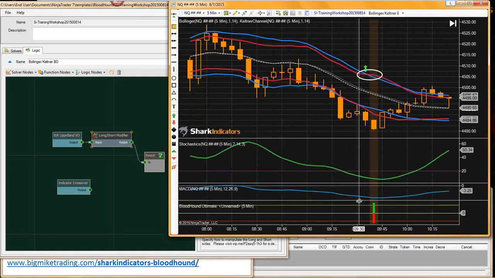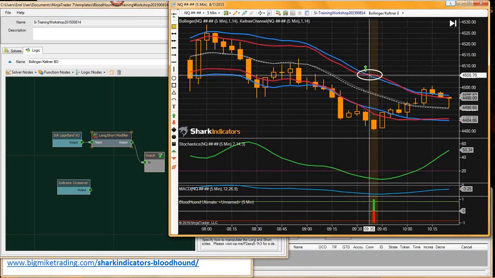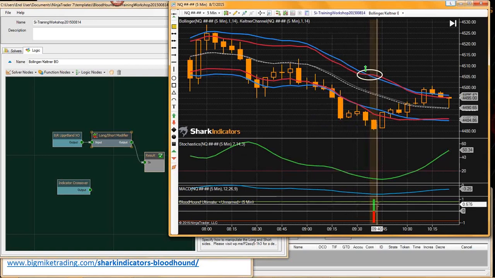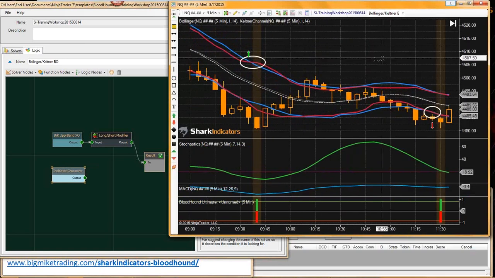let me expand that open. All right, so now BloodHound's giving a long and a short signal. So another way of saying this is that, right, when the Bollinger breaks out of the Keltner, that's a non-directional condition. The direction of the trade is determined by the stochastics. So, all right, so let's see. Yeah, so we're ready to work on now the lower bands.